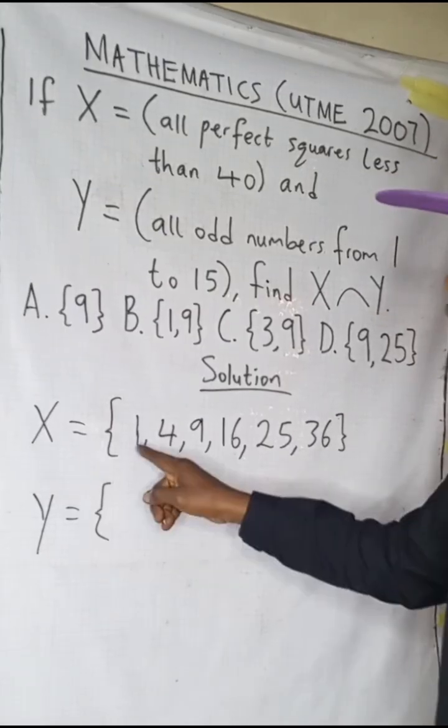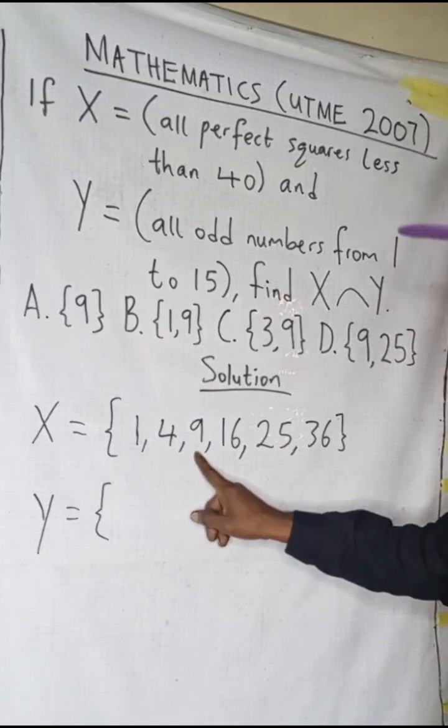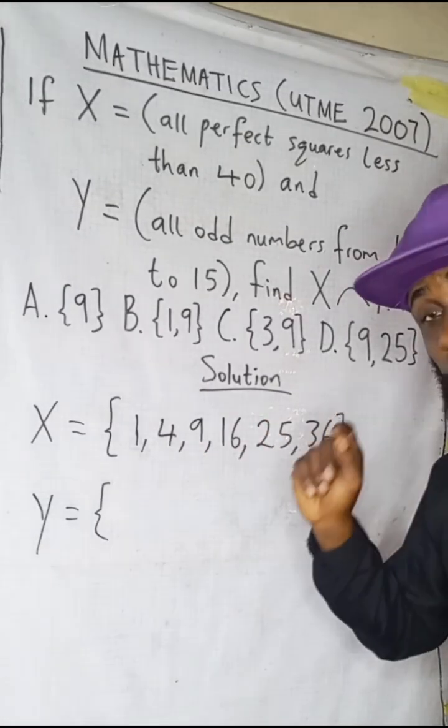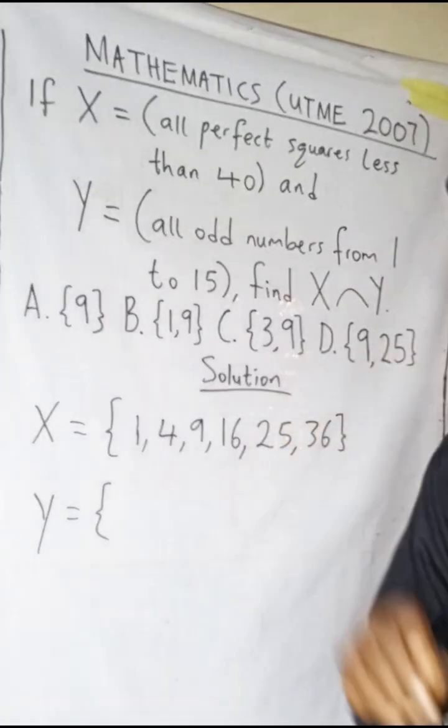If you square 1, you have 1; square 2, you have 4. Square 3, you have 9. Square 4, you have 16. Square 5, you have 25. Square 6, you have 36.